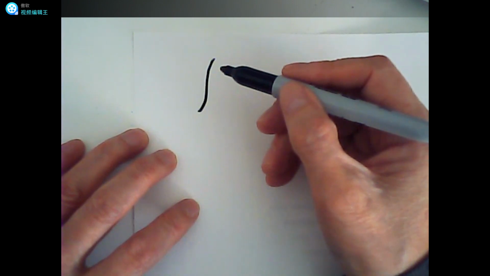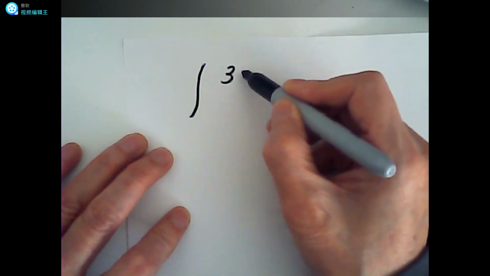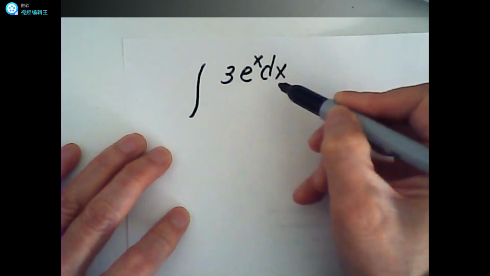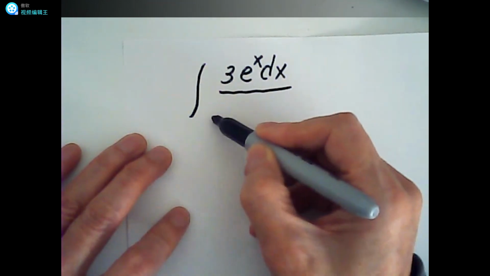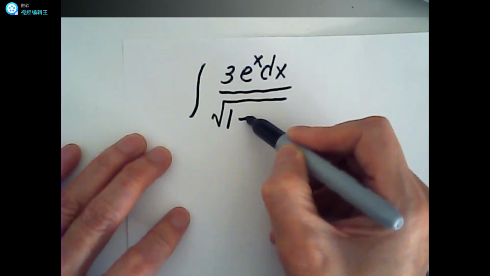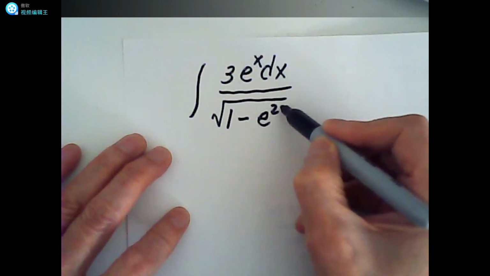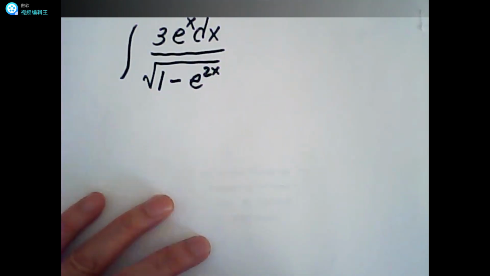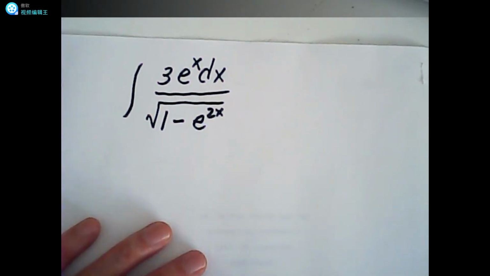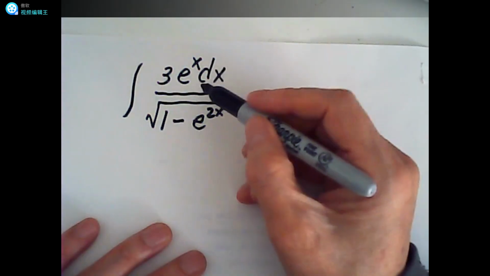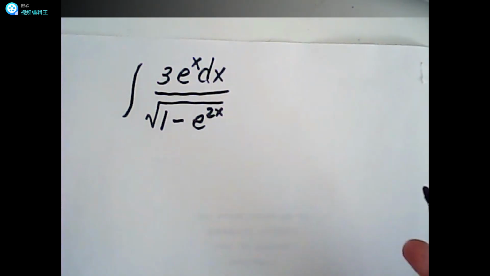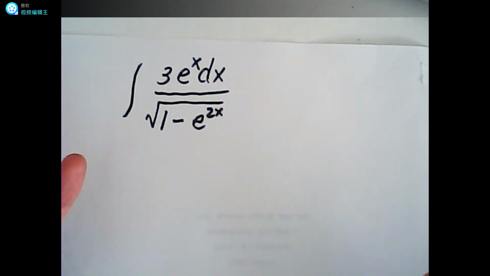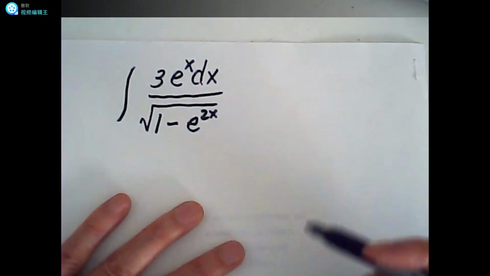How about the integral of 3e to the power of x dx over square root of 1 minus e to the power of 2x. Now, look at this integral. What is in your mind? What is in your mind for the basic integral?